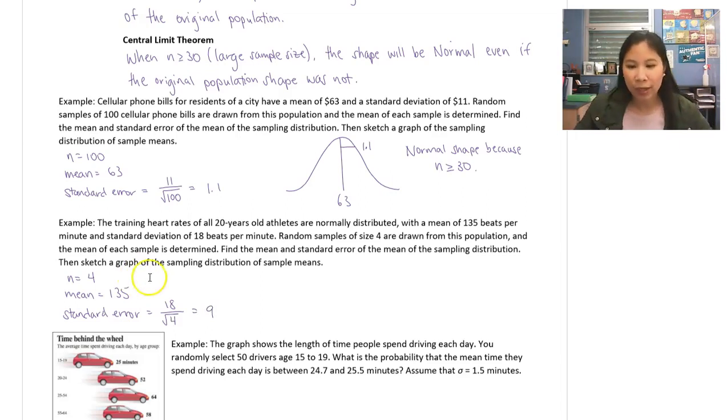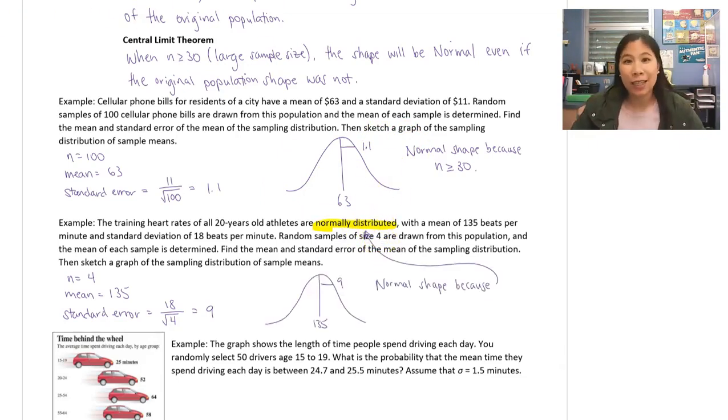All right, so when I sketch this out now, I want to see if it's still going to be that normal shape, because we have a small sample size, so we can't use the central limit theorem. The central limit theorem only works for when your sample size is large. But in this problem, they did tell us that things are normally distributed. So if they're saying that it's normally distributed, they're saying it's already normal, so we don't even need that large sample size. So when I sketch a graph, it's going to look like a normal curve with a mean of 135 and a standard deviation of 9, or standard error of 9. And we said it was going to be that normal shape because they already told us normally distributed.